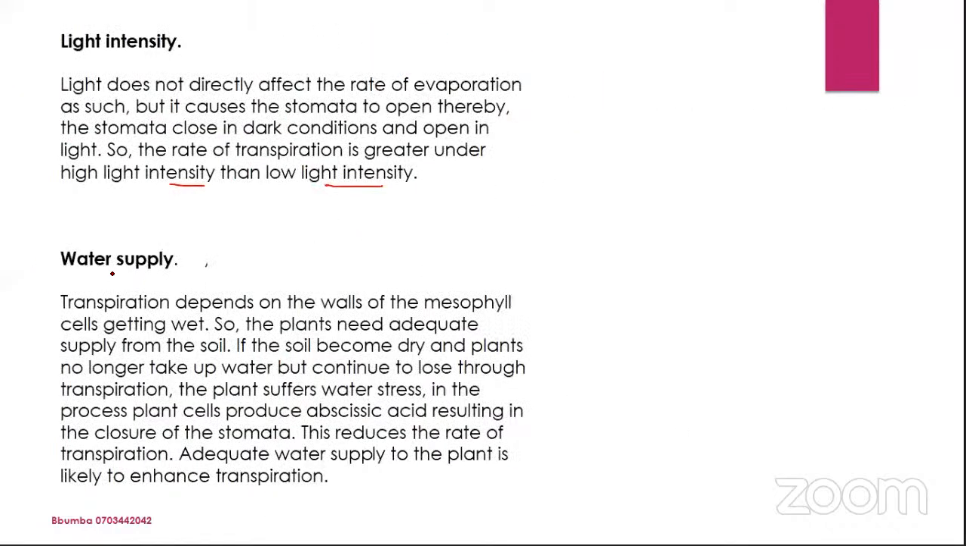Then water supply also. Now water supply, you're looking at transpiration depends on the walls of the mesophyll cells getting wet. When the walls get wet, the plant needs adequate supply of water from the soil. In case the soil is dry, what is going to happen? It's going to create what we call water stress, and in that case, there's a hormone called abscisic acid, which results in closure of the stomata. This reduces the rate of transpiration, and adequate water supply to the plant is likely to enhance transpiration rate.